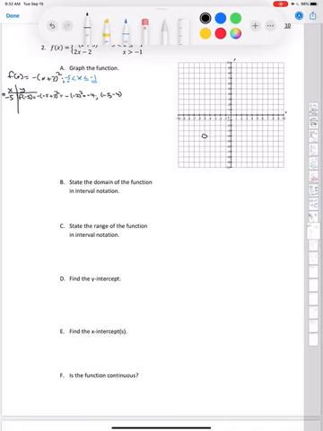Right here is -5, -4. You see I'm putting in that open circle. Not part of the graph. That's important.